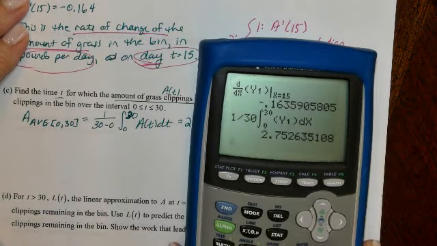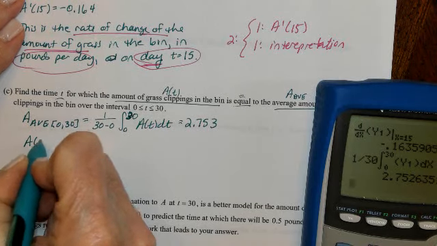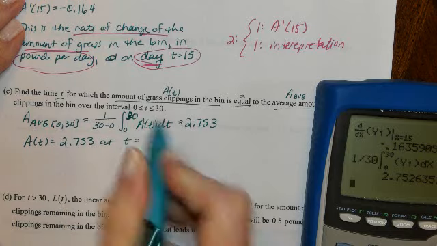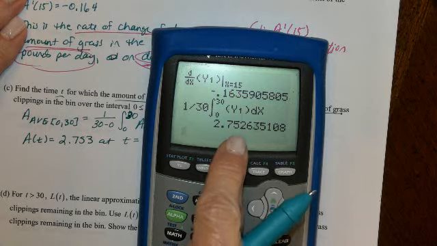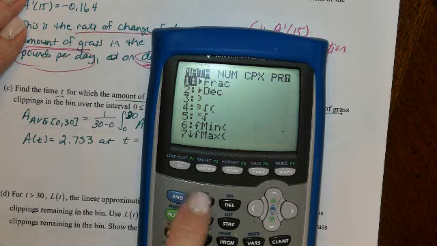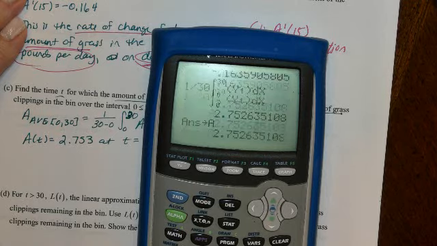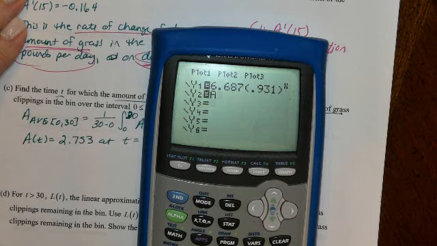Okay? And now I'm going to find the time that A is equal to that. So A of t is equal to 2.753 at t equals, okay, so that number, I want to find when A is equal to that number. So I'm going to store that number in for some letter, like A. And then on my y equals screen, I can come here and put A, and now I can just find where those two graphs intersect.